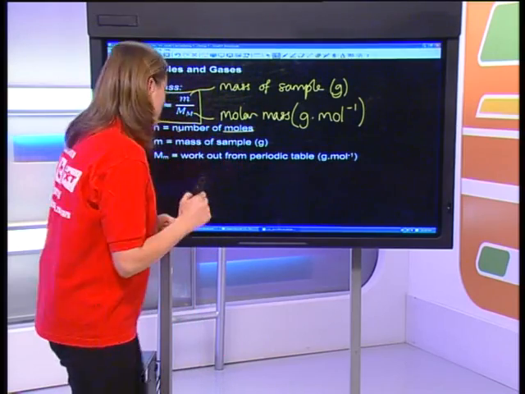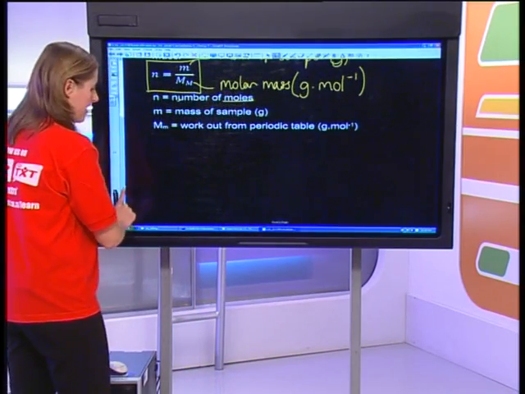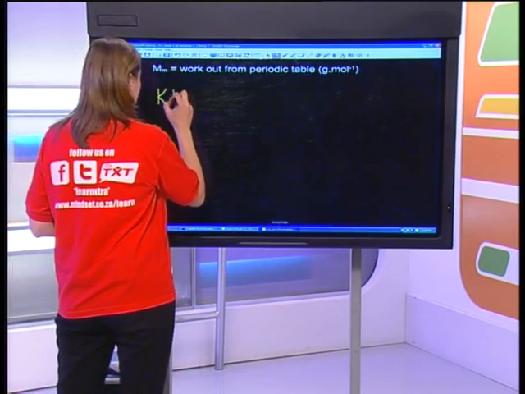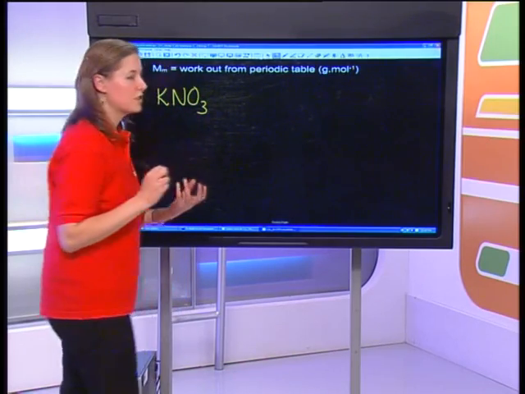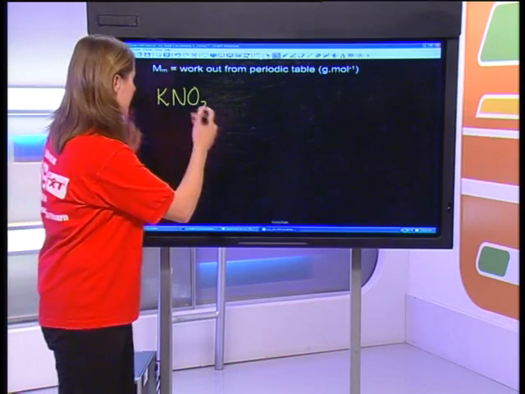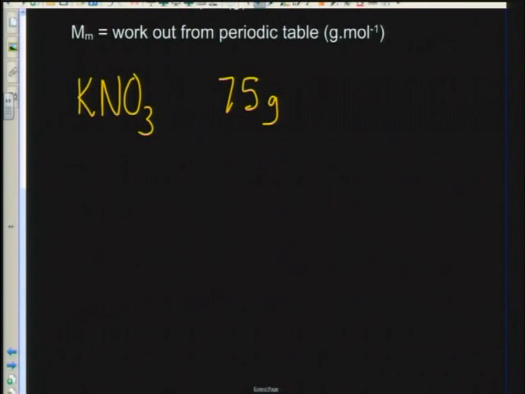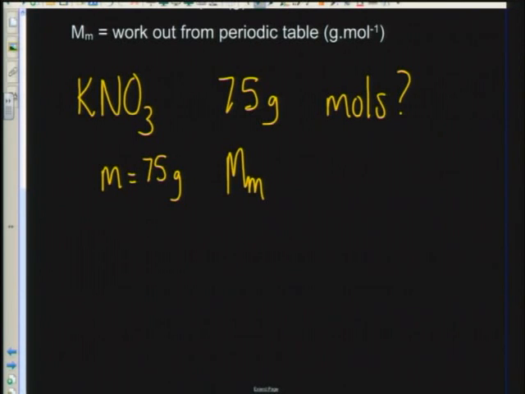Let's get into trying one of these. So I'm going to look at, let's pick a substance, potassium nitrate, just because I want you to get used to dealing with maybe some big ones. And I'm going to say we've got 75 grams of that in a sample, potassium nitrate. So let's work with it. Well, my question is going to be, how many moles do we have in that 75 grams? Well, my mass is the 75 grams that I gave you. My molar mass I would need to go and work out.